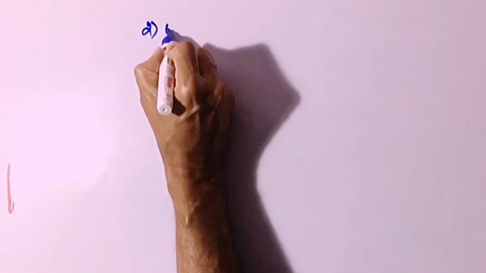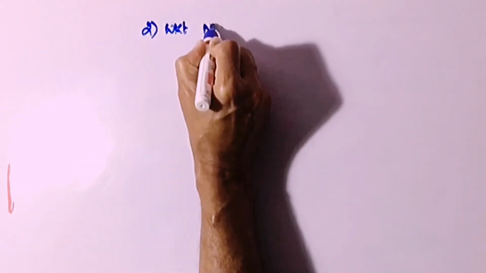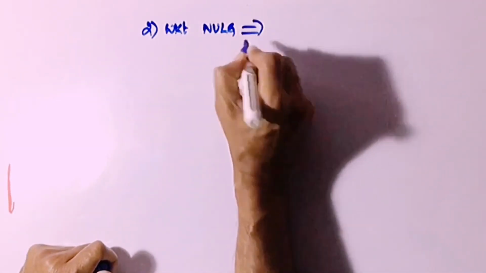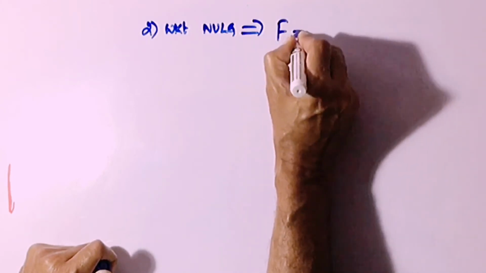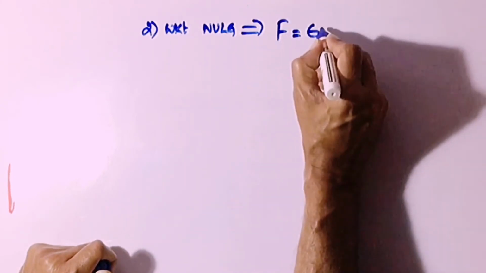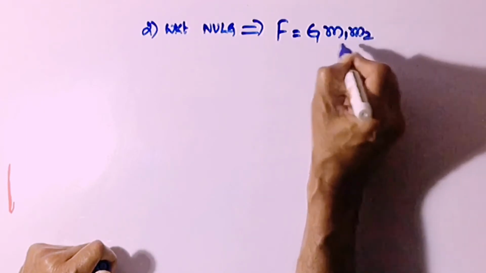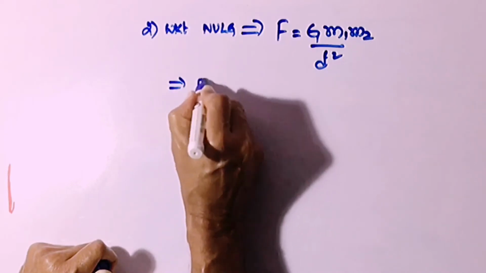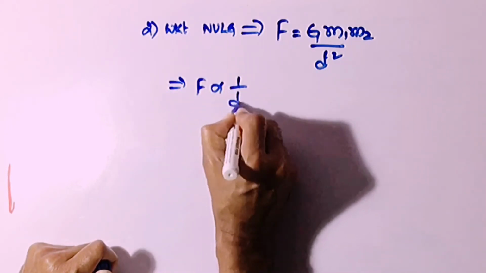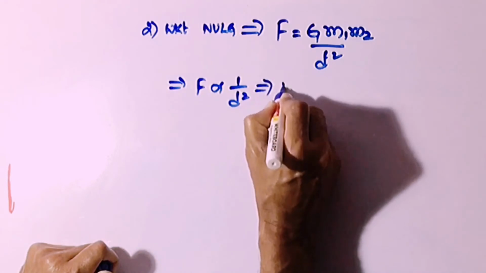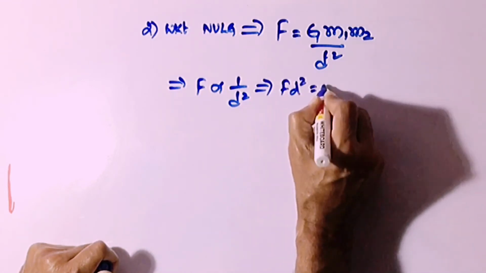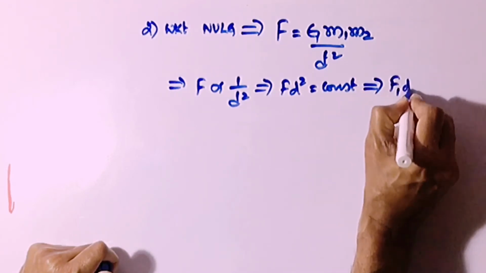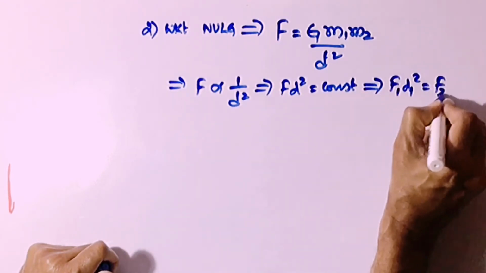We know that NULG, Newton's universal law of gravitation, states that the gravitational force of attraction between two bodies is given by F is equal to G m1 m2 by d square. This implies that force is proportional to 1 by d square. Implies F d squared is equal to constant. Implies F1 d1 square is equal to F2 d2 square.